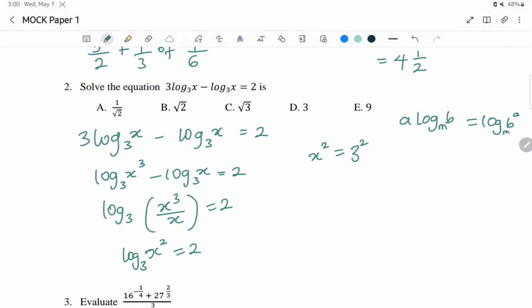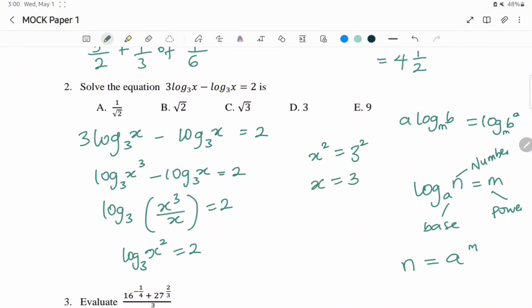When we have a logarithm that we want to convert to indices, say for example log n base a equals m, this m is the power, the n is the original number, while a will remain the base. That is n equals a raised to power m. So coming back to the equation, when we have x squared equals 3 squared, the indices are the same. That means the bases will also be the same. That means x equals 3.